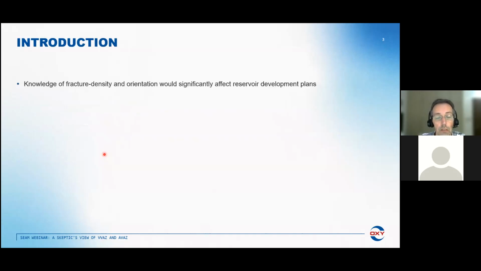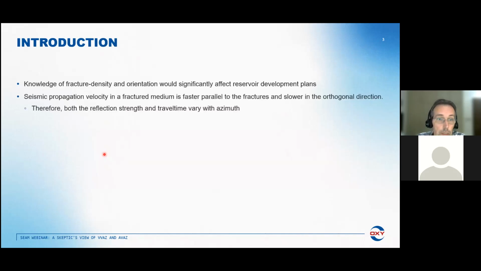So, introduction. I think most of you would agree that knowledge of fracture density in the subsurface and its orientation, or preferred orientation if there is any, would significantly affect the reservoir development plans that you may have, because if you could optimize that, that would be great. But the seismic propagation velocity in a fractured medium is faster parallel to the fractures and slower in the orthogonal direction. Think of it like going up the stairs. That would be more difficult and slower than going the other way, along one step.